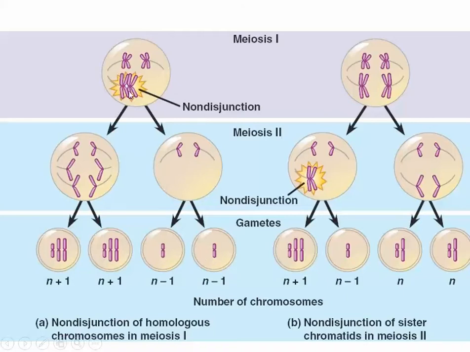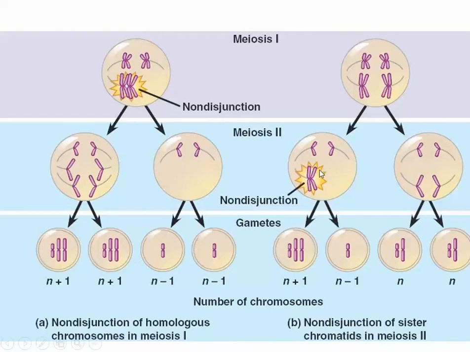So if non-disjunction occurs in meiosis 1, all 4 of the gametes have the wrong chromosome number. If it says +1, that's trisomy. -1 would be monosomy. You might want to stop the video here so you can take a look at that.